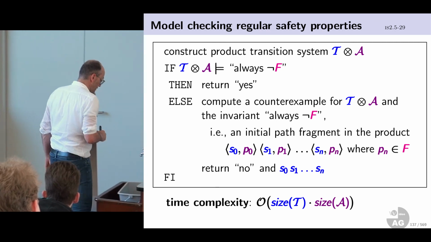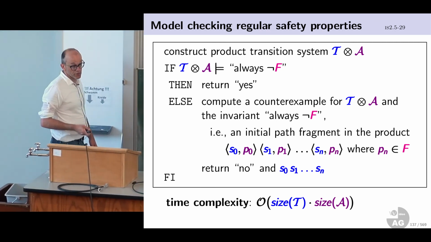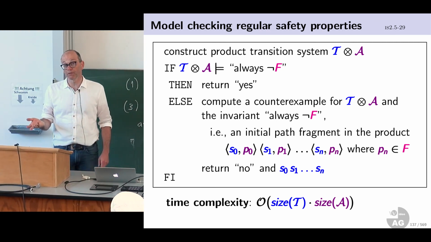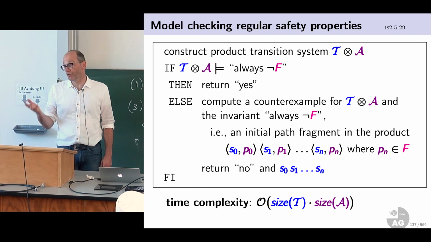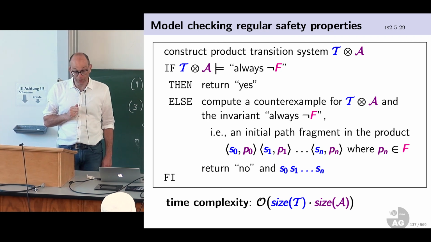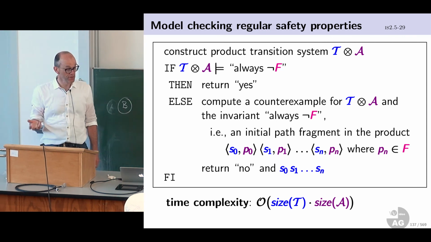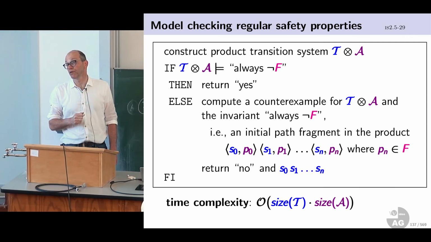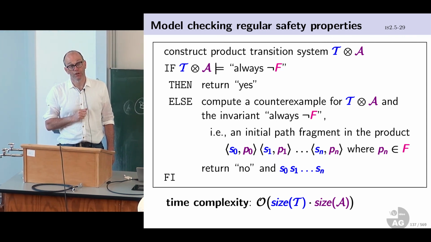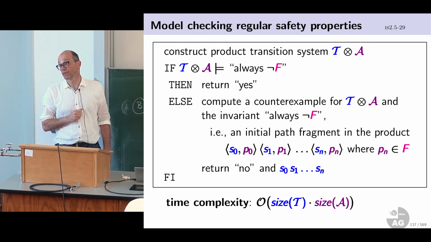So conclusion, checking regular safety properties is simple. You use finite state automata theory to represent bad prefixes, and you use a simple depth-first search on the product to check whether the property holds or not.